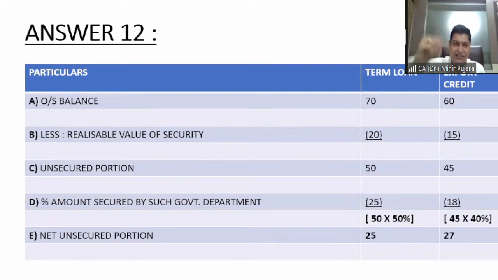Okay. After getting this 25, 27, guys, we need to find out the provision: provision on E and provision on amount in B. So, guys, now tell me what will be the final answer? What will be the amount of provision? Total amount of provision, that is provision on amount in E and B. Be fast, guys. Now tell me amount of provision, guys.